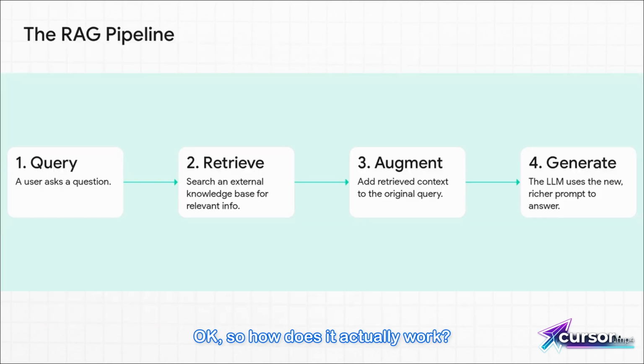Okay, so how does it actually work? Well, it's this super simple but really powerful four-step process. First, you ask a question. That's the query. But instead of just guessing, the system goes and retrieves relevant documents from that external knowledge base we just talked about. Then, and this is the magic part, it augments your original prompt with all that new info. And only then does the LLM generate the answer using this new, much richer context. It's this whole cycle: query, retrieve, augment, generate. That's what makes modern AI so much more powerful and, frankly, trustworthy.